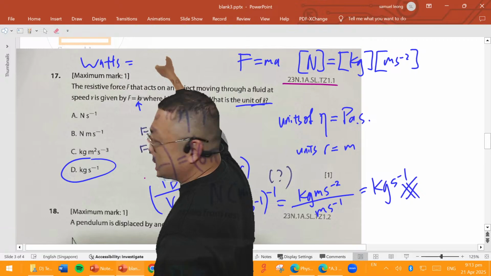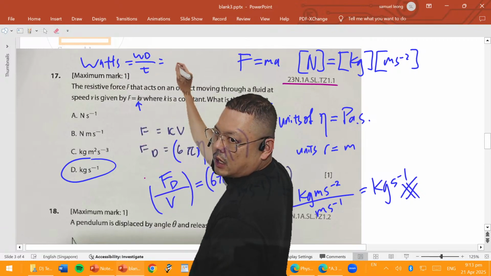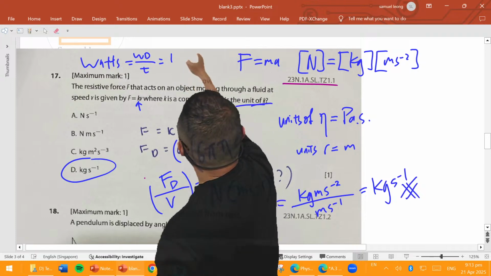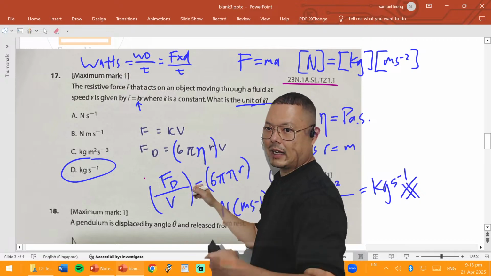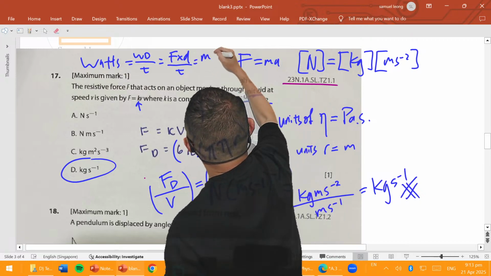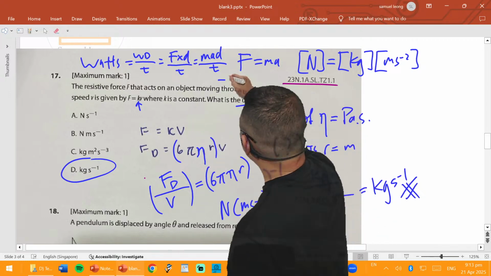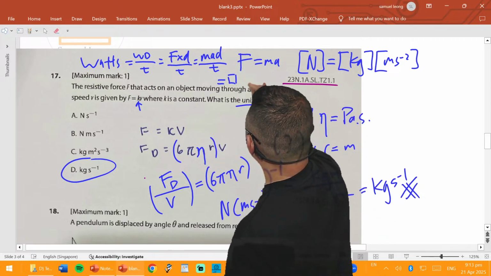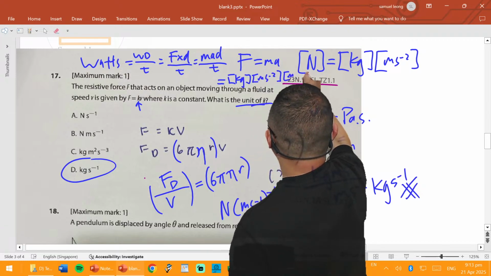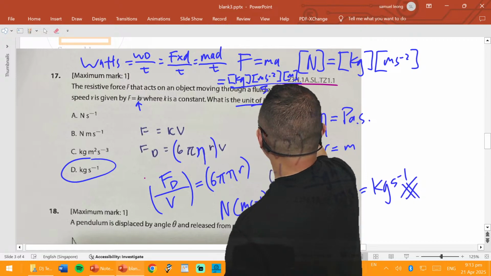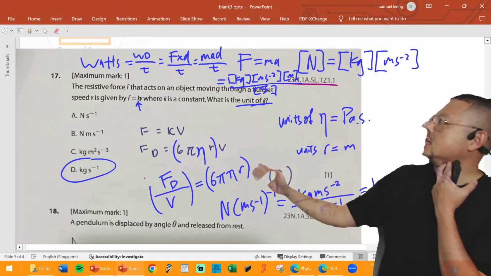Work done over time, right? And what's work done? Force times distance. Force times distance over time. Then you have to break down force into mass times acceleration, times distance over time. Then the units will be kg m s^-2 m over s. That will be the base units for watts.